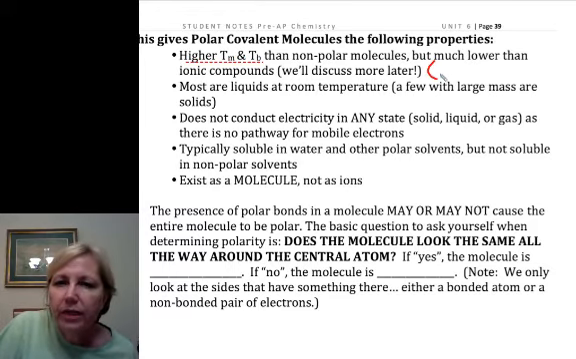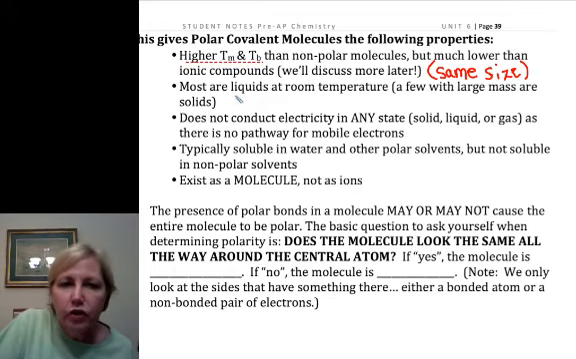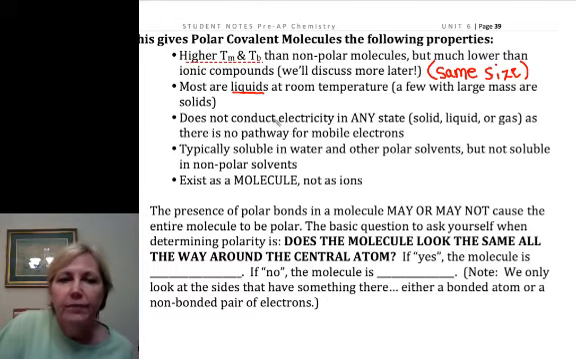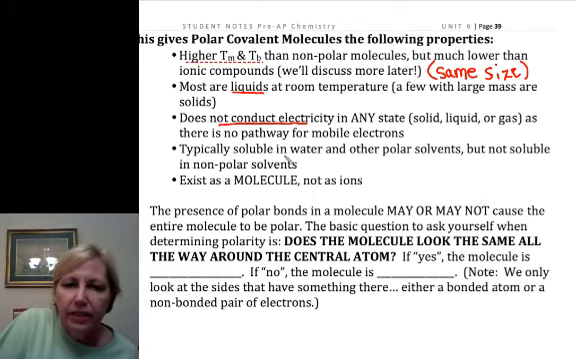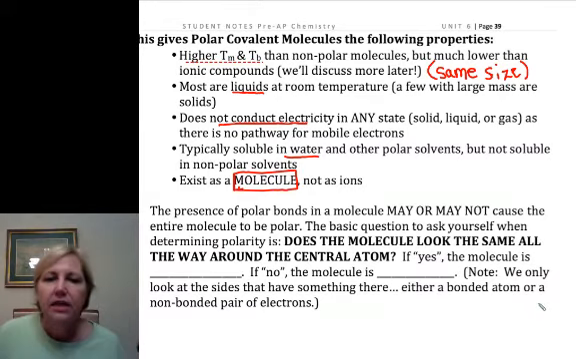And that's assuming we're comparing the same size. Okay? So if we're comparing substances that are similar size, then the polar is going to have higher melting points and boiling points. Most are liquids, such as water or ammonia at room temperature. It doesn't matter what kind of covalent it is, it won't conduct electricity. They are typically soluble in water, and it exists as a discrete molecule when it dissolves. It doesn't separate into ions when it dissolves in water.